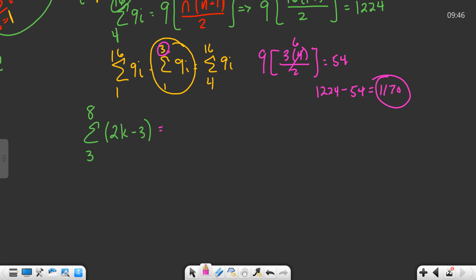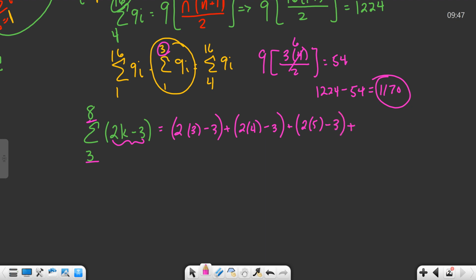This one is a little different because now we notice that our recursion formula is not dependent on i. It is dependent on k, and we're going to subtract 3 from that. And here's the other thing: this is a finite sum, which means that we're only adding a few terms together. The ones that you're going to come across are going to be fairly short like this, so we can just do 2 times 3 minus 3 plus 2 times 4 minus 3, and we're going to do this all the way up till we get an 8 right there.